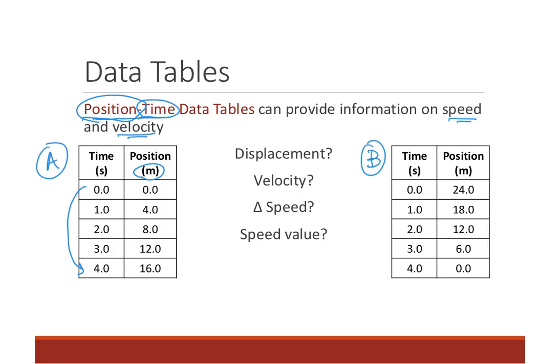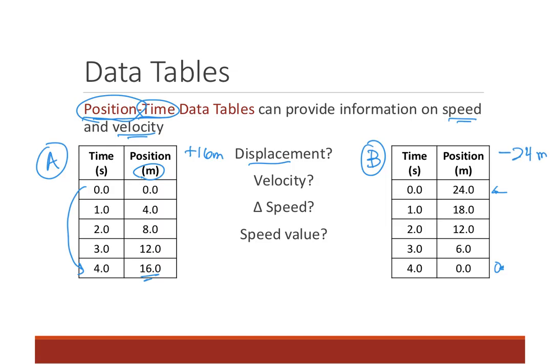So first of all, what's the displacement? How much has our object moved over this time period? Well, object number 1 has moved to a value of 16 meters, and so it's going to have a positive 16 meter displacement. And then in table B, we see we go from 24 down to 0, so in this case we've got a negative 24 meter displacement.